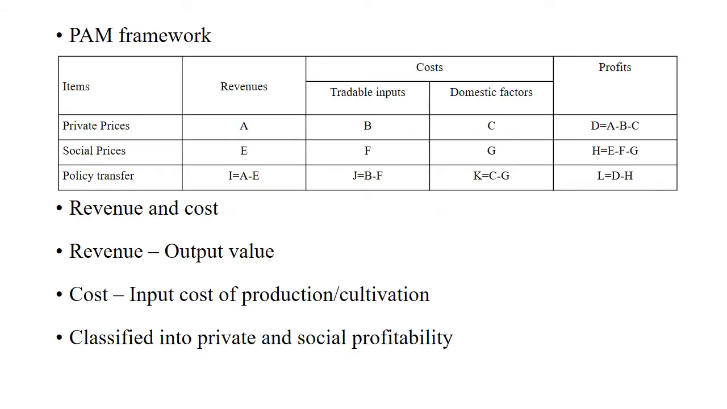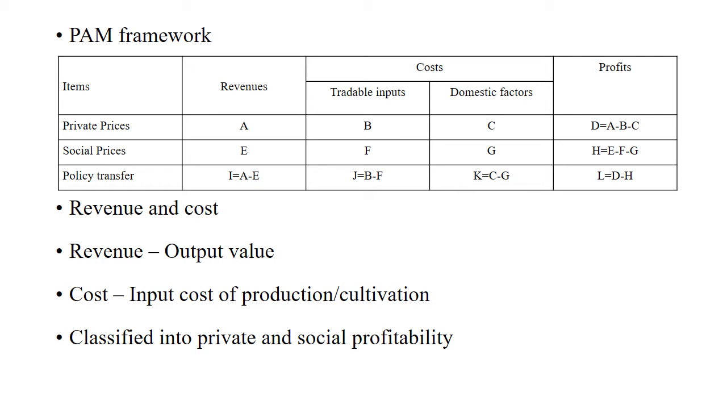So this is the framework of PAM. It involves the revenue and the cost of production, and the third one is the profit. Here the cost is divided into private price and social price. The private price involves the market prices, and the social price involves any policy distortion which happens in the production of the commodity. So the cost of commodity production is classified into private price and social price.